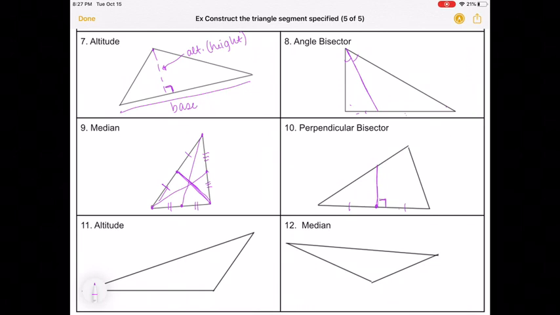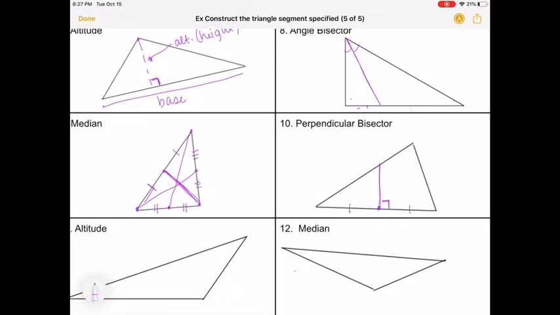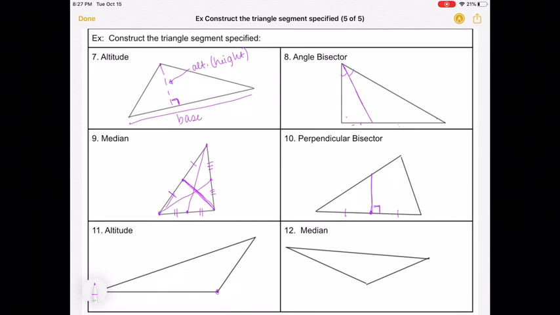All right, so go ahead and pause and take a minute to try to draw 11 and 12. All right, so if you've paused on 11, you had to draw the segment from this point to this side because this line was the base because it was the longest. So I have to draw that from there. So this is my altitude, it's the same as the height.